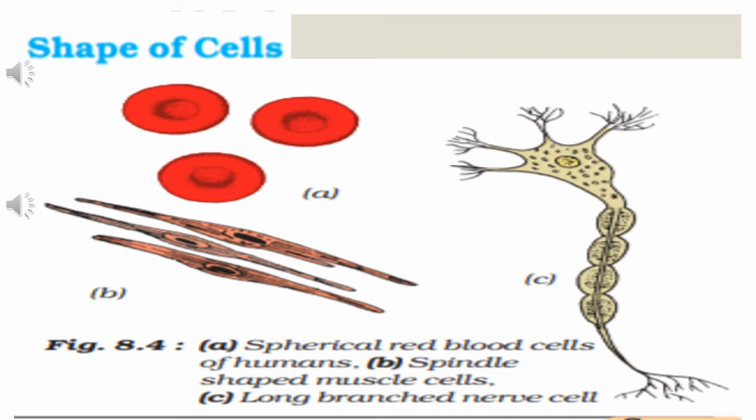Okay, so generally the shape of the cells, they are round, spherical, or elongated. Some cells are long and pointed at both ends. They exhibit a spindle shape, while some cells are quite long, and some are branched like the nerve cells. They are the neurons. So what is the function of the nerve cell? They receive and transfer the messages, isn't it? So this is about the shape of the cells.